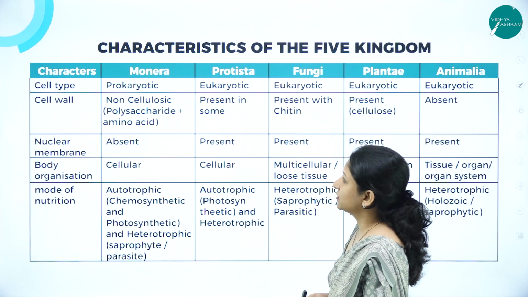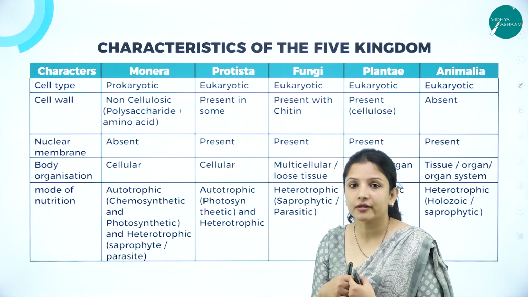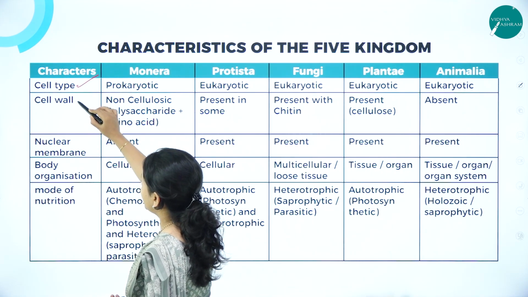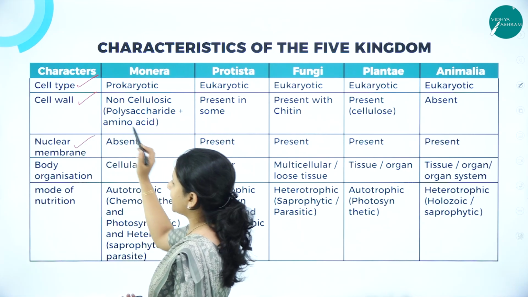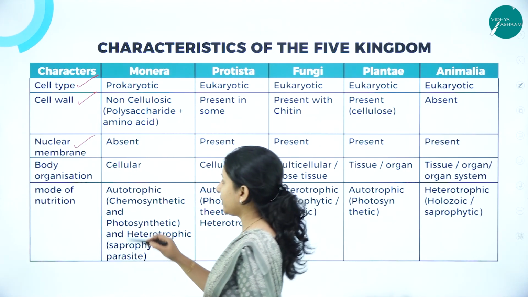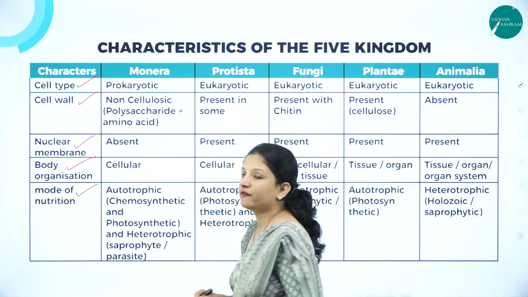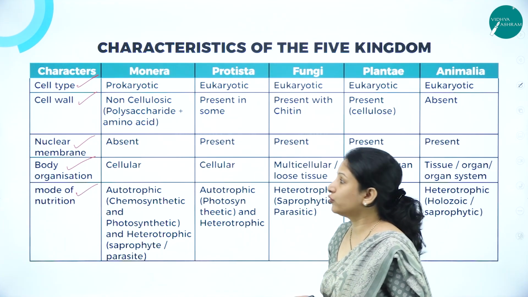So characters, I told you he categorized or classified organisms based on their cell type, based on the cell wall, based on the presence or absence of nuclear membrane, based on how their body is organized, and based on what type of nutrition they take. What is the mode of nutrition?